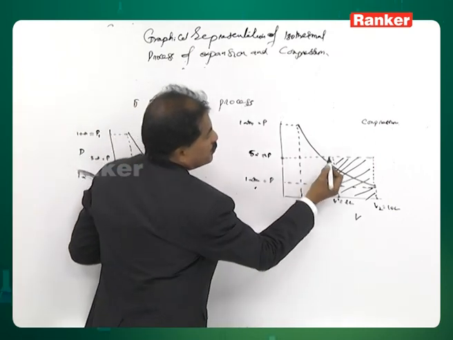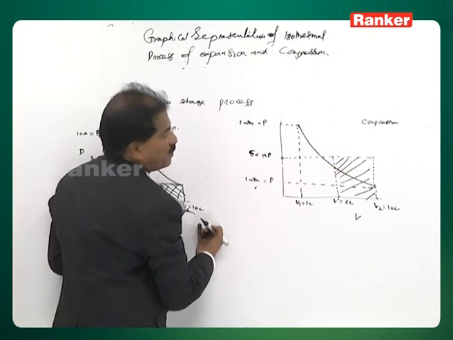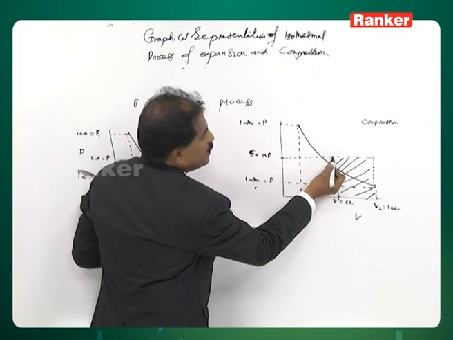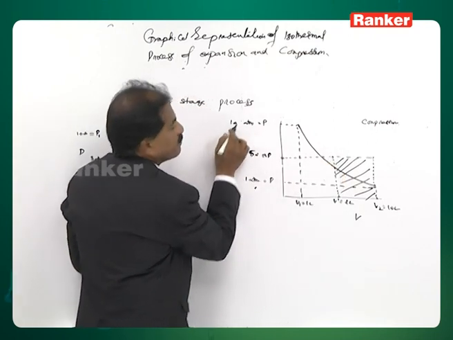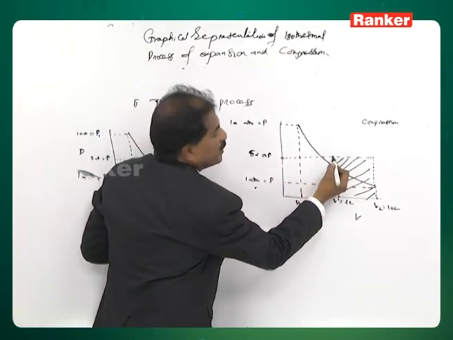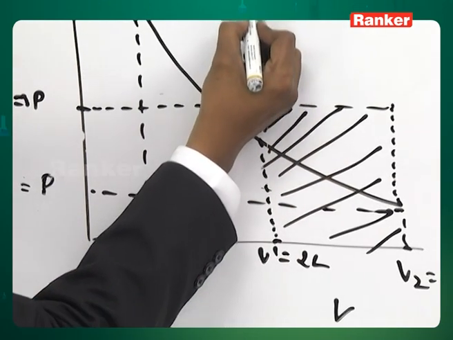Next, after bringing the piston to this position, we want to increase the pressure again to 10 atmospheres. So this is 10. Now after bringing it here, again push the piston to this position.